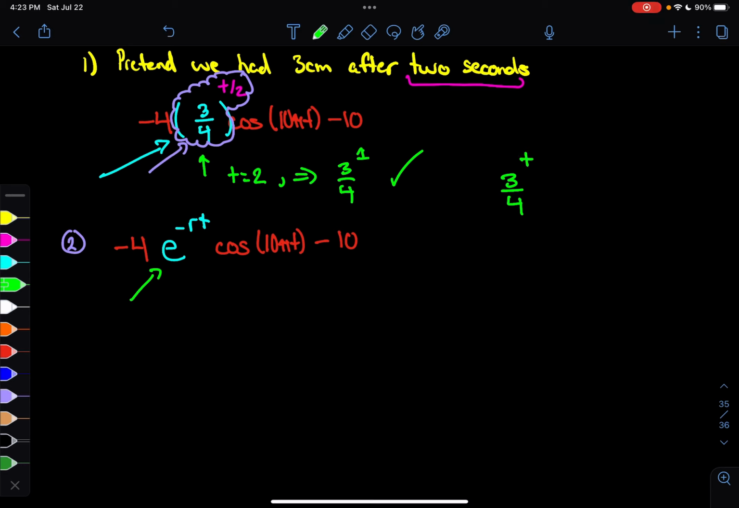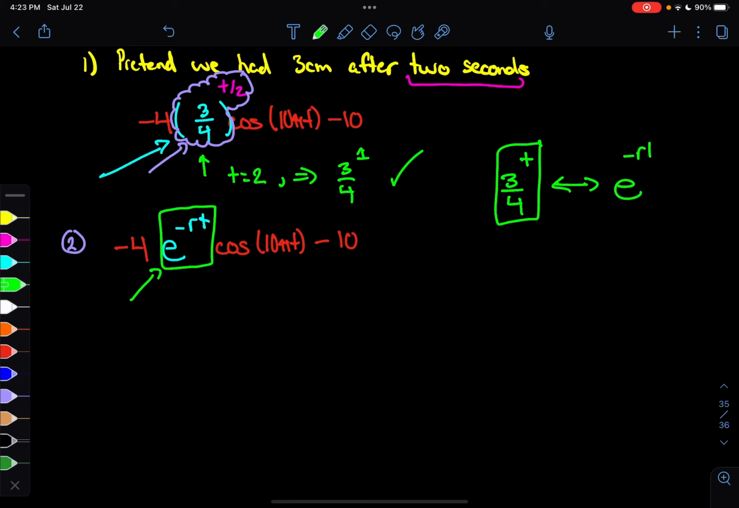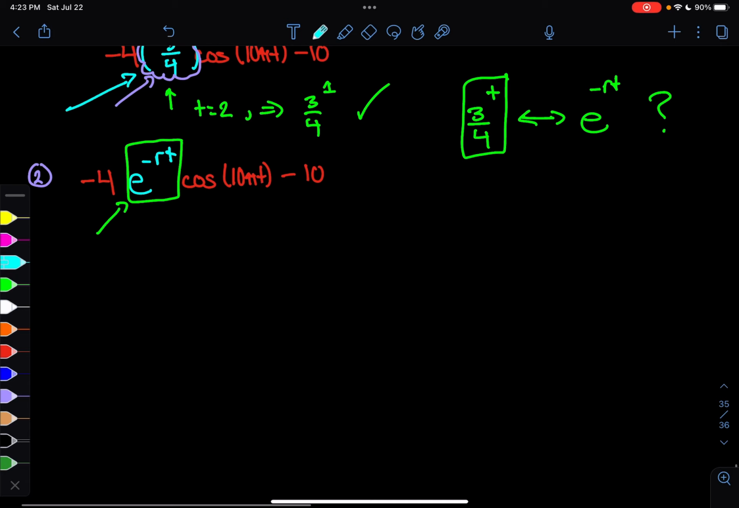And so typically, what you'll have to do in your work is basically determine how do you write 3/4 to the t? How do you write this like e raised to the -rt, right? How do we do this? And it actually turns out that it's not very hard. So, I'll do one example, just using the example we did, right?